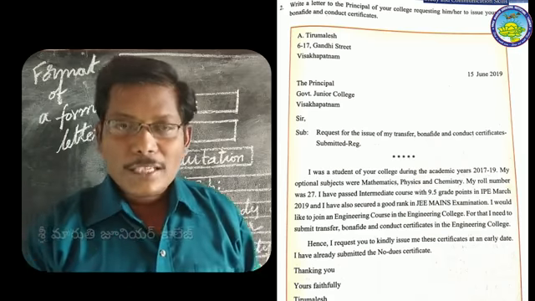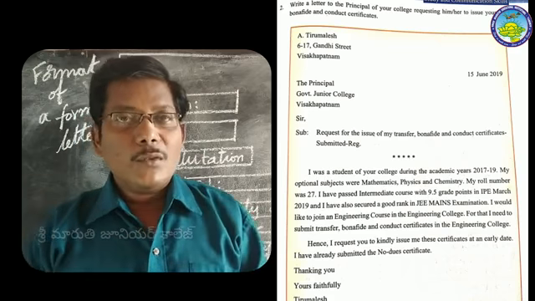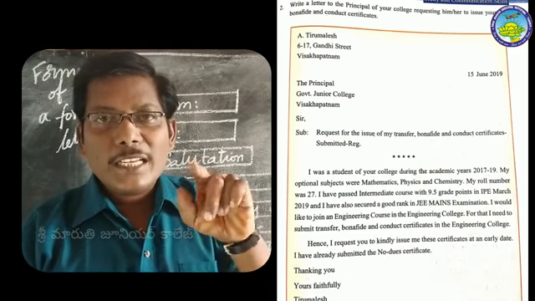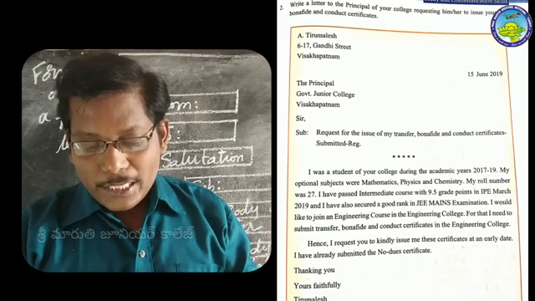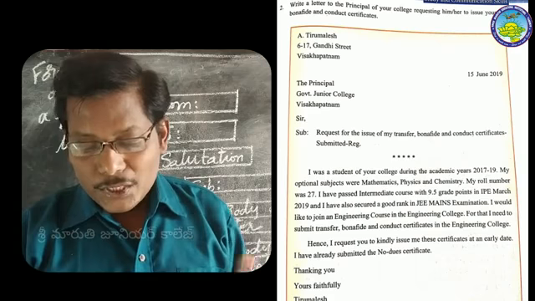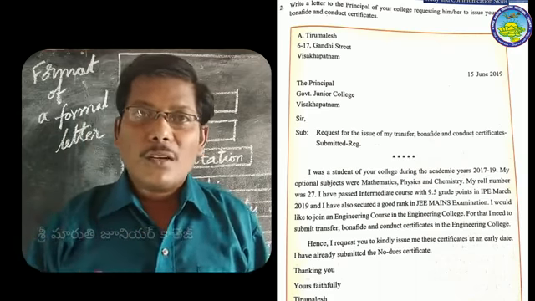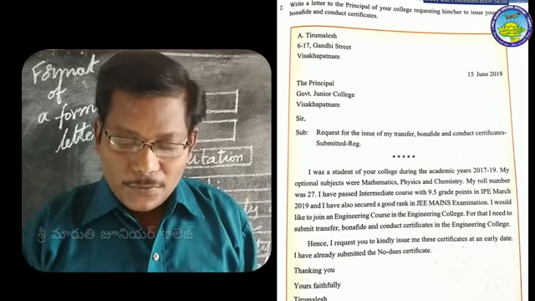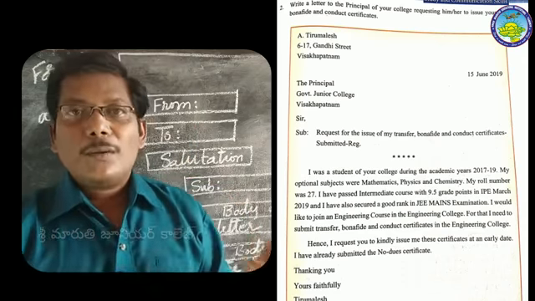6-17 Gandhi Street, Visakhapatnam. So after writing every line, you can put a comma, but that is the old method. But in modern letter writing, we need not put any commas here. So according to the old format, A. Tirumalesh, comma, 6-17 Gandhi Street, comma, Visakhapatnam, full stop. The people used to write like that, but according to the modern format of the letter, you need not write any commas. Of course, if you put the commas, that will be also acceptable. Okay, so this is the from address.